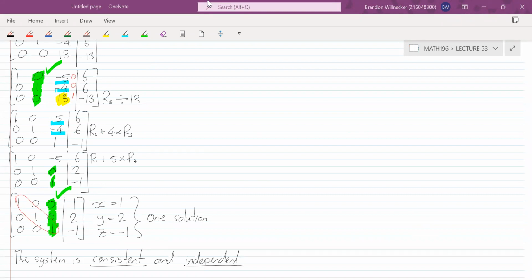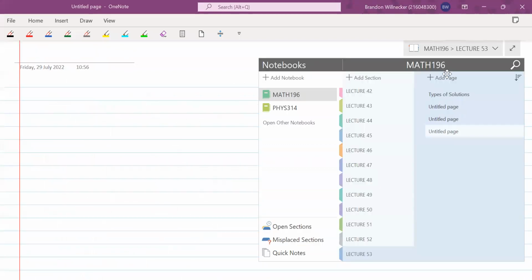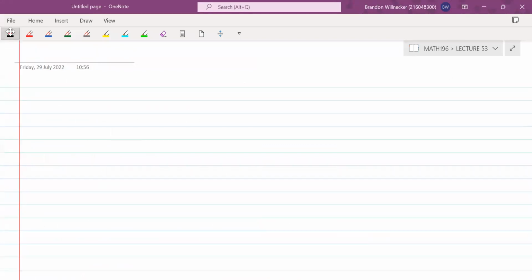Sir, can you please do an example with x, y, z, and w? The 4x4 one. Yes, sir. It's exactly the same as this. So you just do exactly the same row operations. So let's have a look. Okay, so it doesn't matter how many variables you have, you always do the same 3 operations. Okay, so let's have a look.